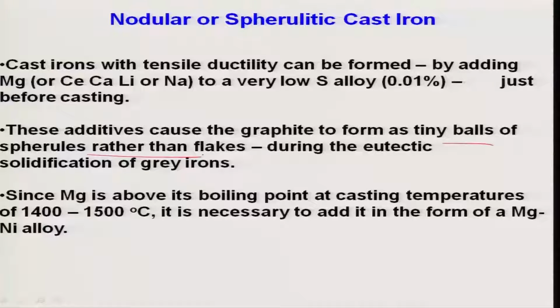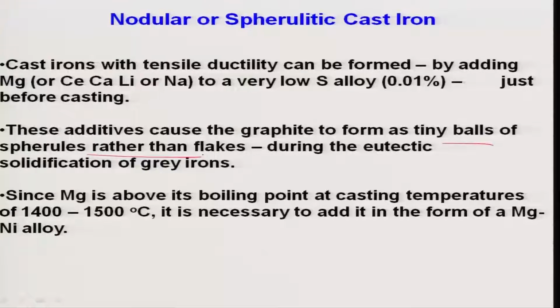Since magnesium boils at about 1160 degrees Celsius, but the casting temperature can be as high as 1300 to 1400 degrees Celsius, it is necessary to add magnesium in alloy form. Normally magnesium nickel alloys are added, or otherwise you can use a George Fisher converter, in which magnesium is kept at the bottom of a huge volume of liquid grey iron and evaporation can be stopped.